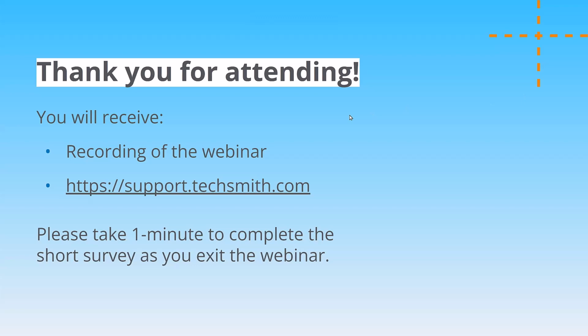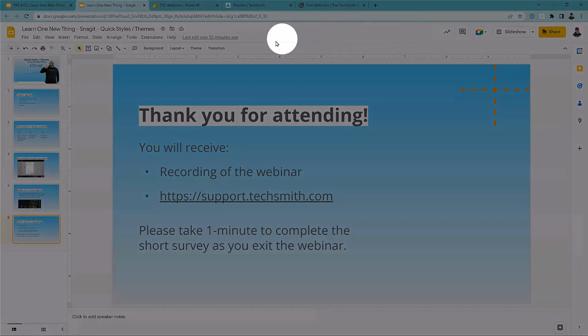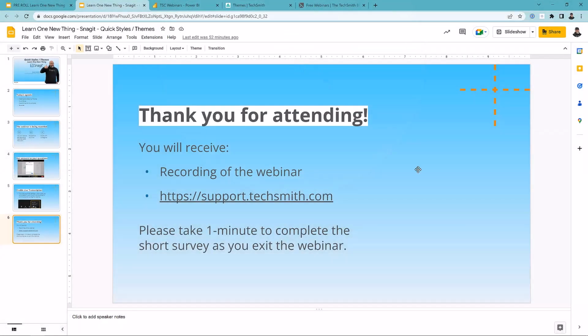I'd like to know, did this little highlighting tool that I was using inside of Snagit or on the screen, did that help you guide your eyes to where you needed to be for the presentation?